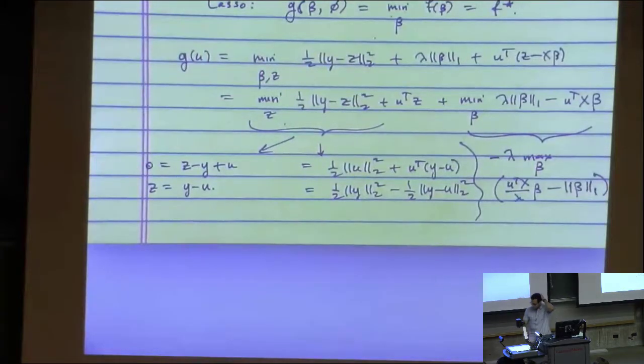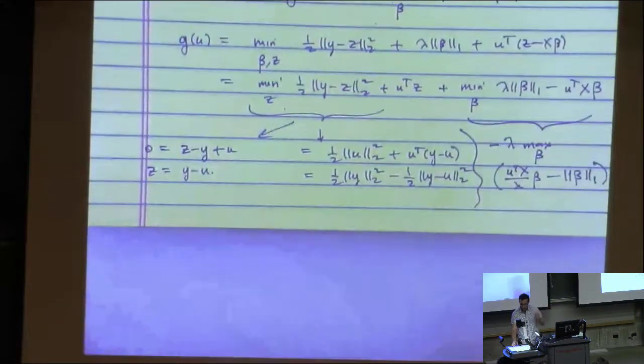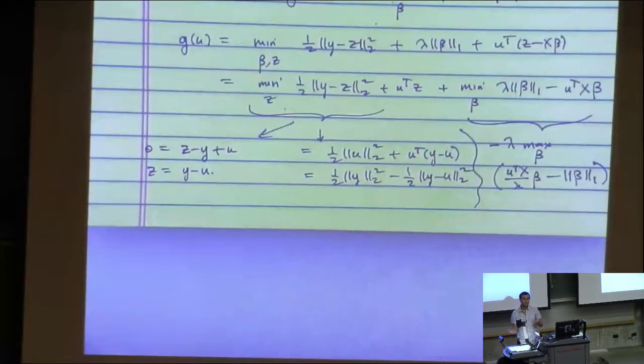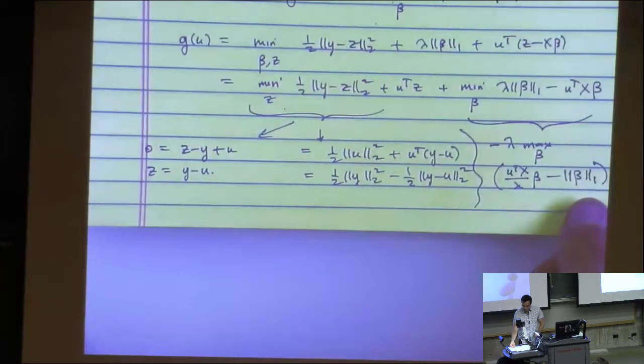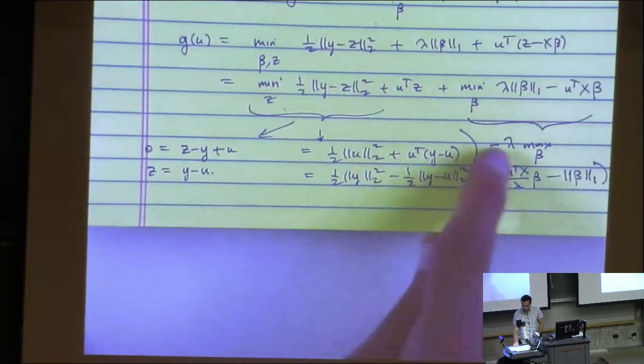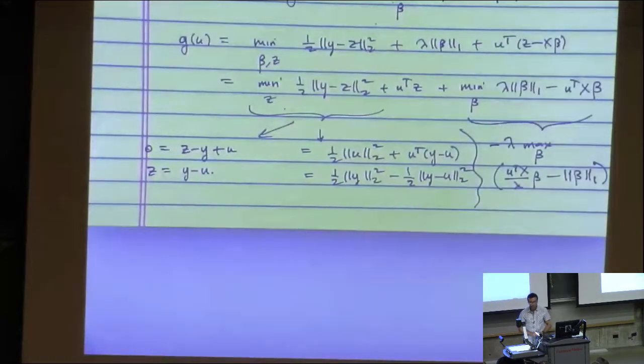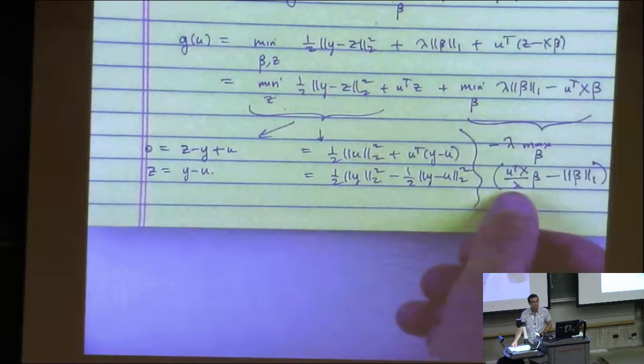Okay, so I didn't change anything, but I just wanted to write this as the max of some linear function minus some other function, because that's what a conjugate is. That's the form of a conjugate. So this is exactly equal to, if we ignore the minus lambda in front, this max is exactly equal to the conjugate of the L1 norm evaluated at x transpose u over lambda.